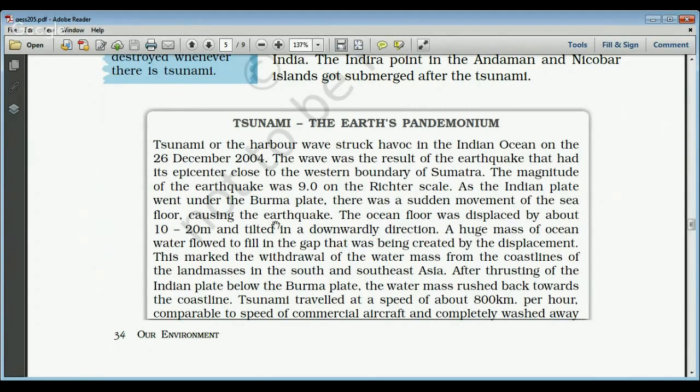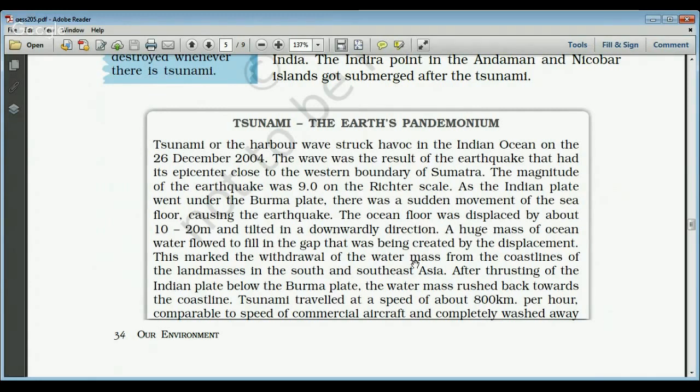And the Indian plate actually went under the Burma plate, and there was a sudden movement of the seafloor causing the earthquake. In this process, the ocean floor was displaced by about 10 to 20 meters and tilted in a downward direction. Then a huge mass of ocean water flowed to fill in the gap that was created by the displacement. Because whenever the plate moves, it creates a displacement, and this marked the withdrawal of the water mass from the coastline of the land masses in South and Southeast Asia, and the regions of India's southern part, like Tamil Nadu, Andhra Pradesh, Odisha, and also the whole of Sri Lanka.